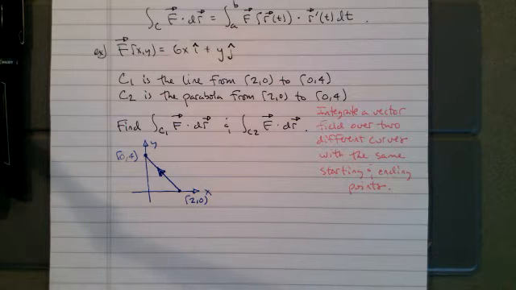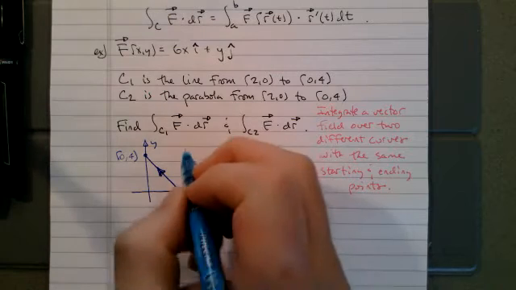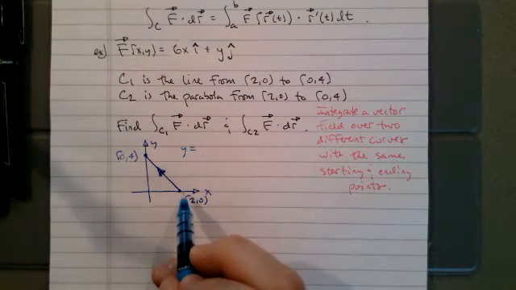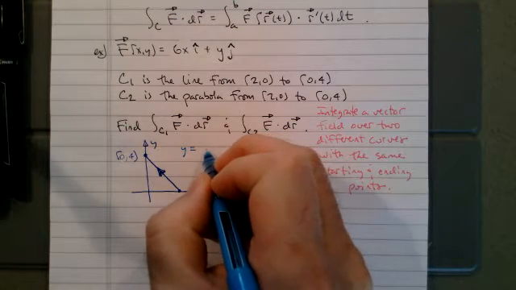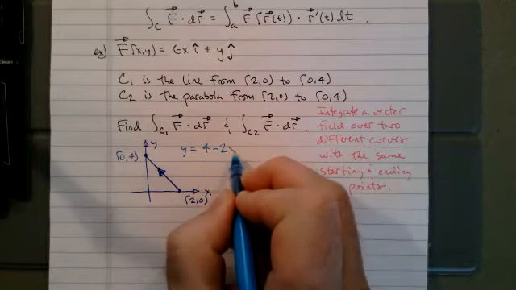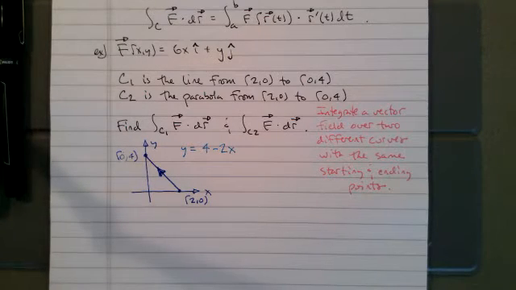So let's start off with describing this line in a familiar way. Let's see, we decrease by 4 when x increases by 2. So y is equal to 4 minus, we've got a slope of -2, so minus 2x. So this is y as a function of x. But we need to write x and y as functions of t.